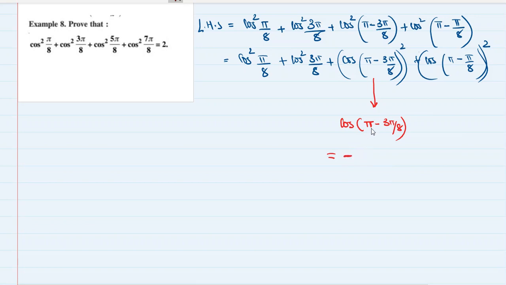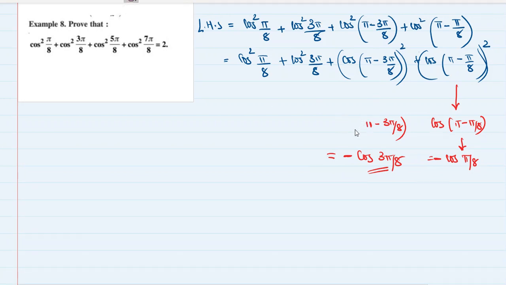And when there is pi, what do you do? You don't change the cos into sine. You keep the trigonometric ratio the same. So minus of cos 3 pi by 8. So that will be the answer. Over here also, this is cos of pi minus pi by 8, which will remain as minus of cos of pi by 8. You understand? So this is one thing you should note, which I'm going to use in the next step.